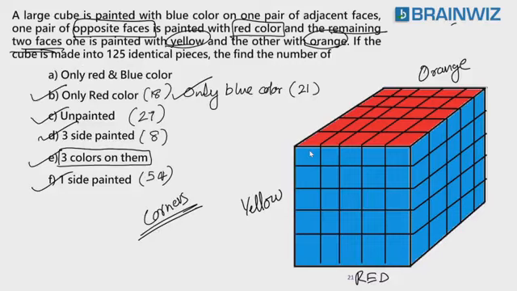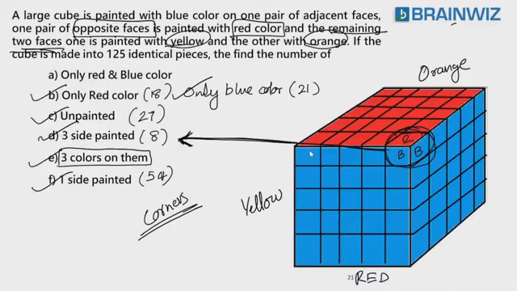Listen. This piece, if I talk about this piece, do you think it has got 3 colors? No. Why no, sir? Why is this rejected? Sir, it has only 2 colors. One is red color, one is blue color. So, do you think this is 3-side painted? Yes, sir.